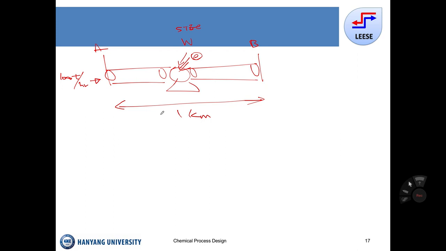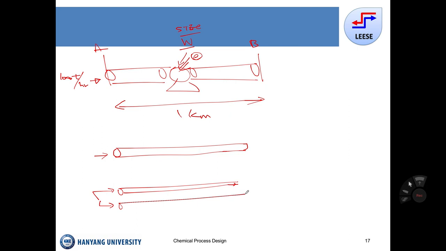But then how do we calculate the size and the power required by this process? It depends on your piping. Somebody may say, I have one single pipe. Or I may split it into two small pipes. Then you have different flow rates and different velocities.